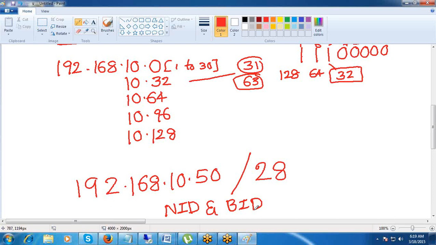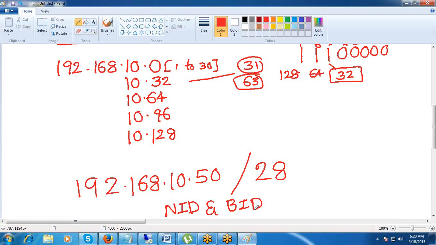Why? You can check it again. 10.50. Yes. Tell me, Supriya. The first ID will be 192.168.1.0 and the second will be 1.60. Okay. Yeah. So here, 1.0.